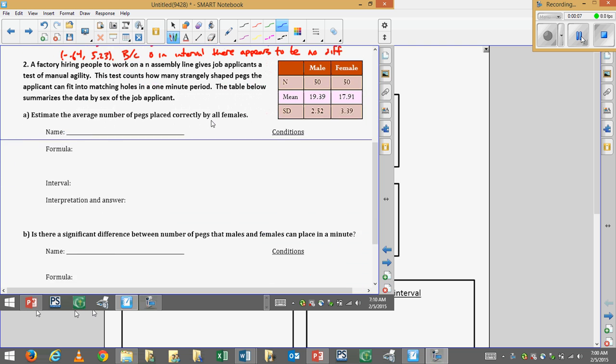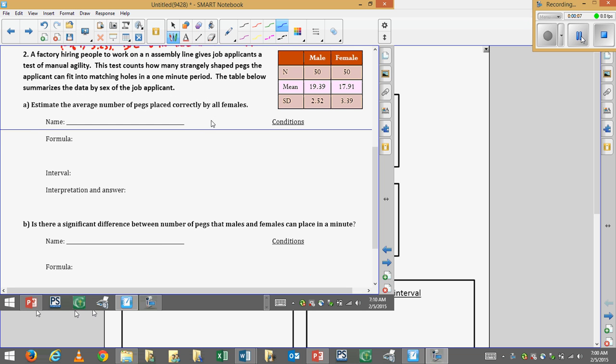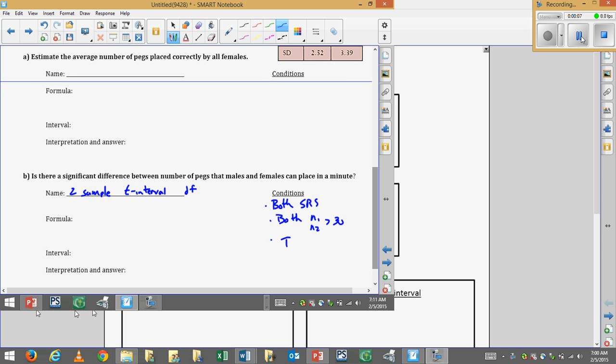So one more example here. I'm going to do part B. Is there a significant difference between the number of pegs that males and females can place in a minute? So here's this data, and it's data that's collected on a sample. We do not know the population standard deviation. So this is a 2 sample t interval. The first one, I'll go back to in a minute. So we need degrees of freedom again, the conditions, both from an SRS. Both n1 and n2 are greater than 30, so we're good. We've got big enough samples. And the groups are independent of each other.